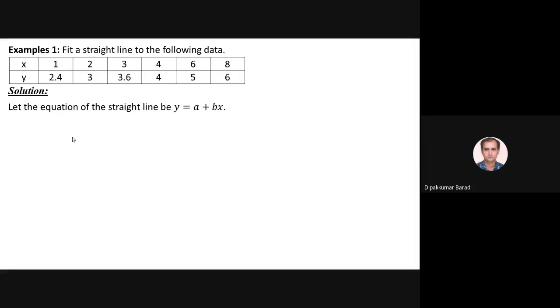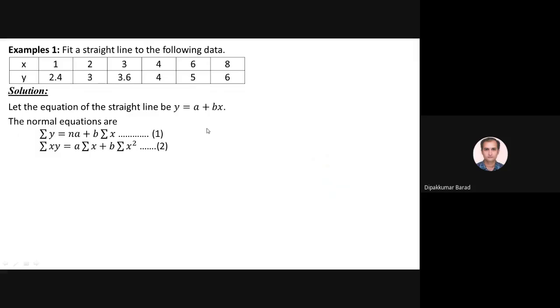For a straight line we have the normal equations. Summation y is equal to na plus b summation x. Once you remember this first equation, you multiply it by x. Here na means summation a. So if you multiply it with x, I get summation xy equal to a into summation x plus b into summation x squared. These two normal equations we use to find the straight line y equal to a plus bx.